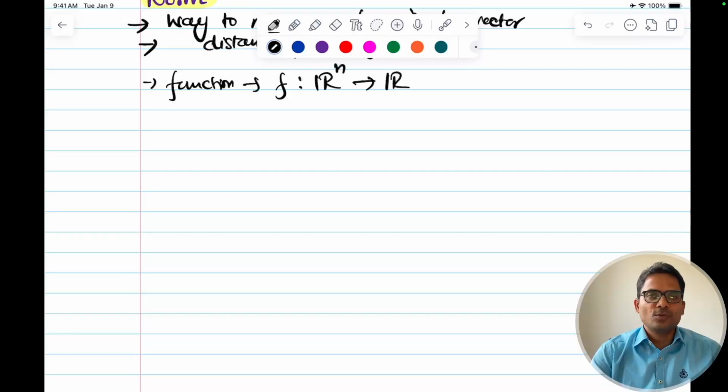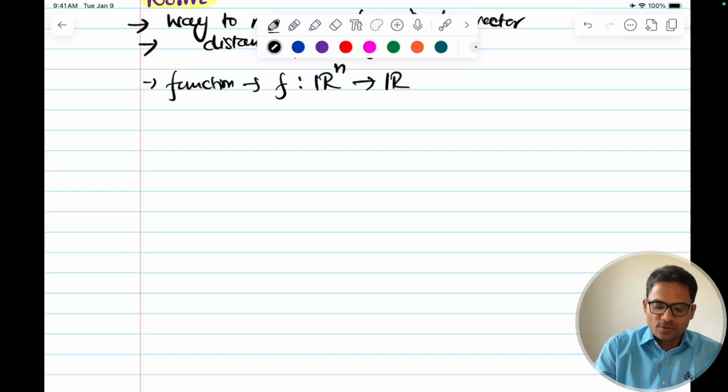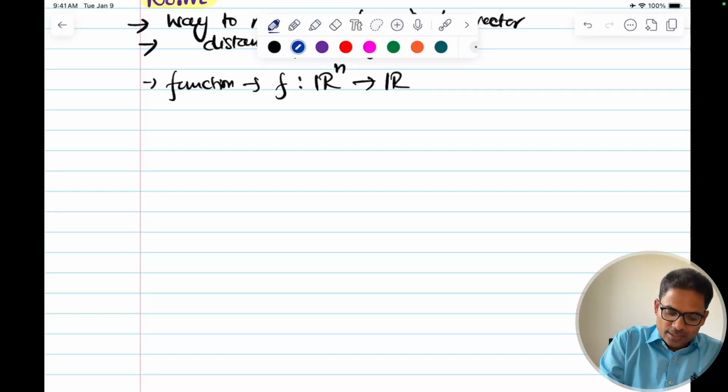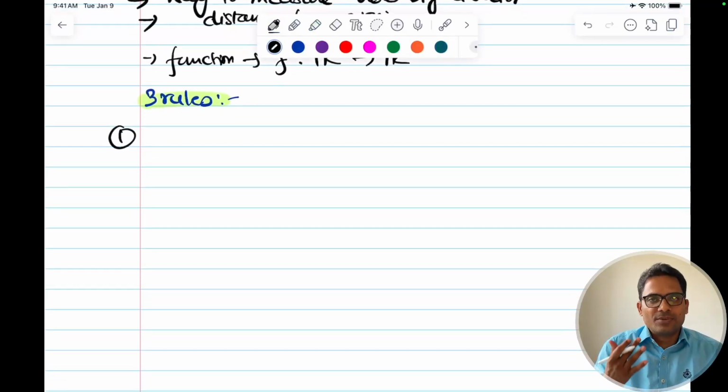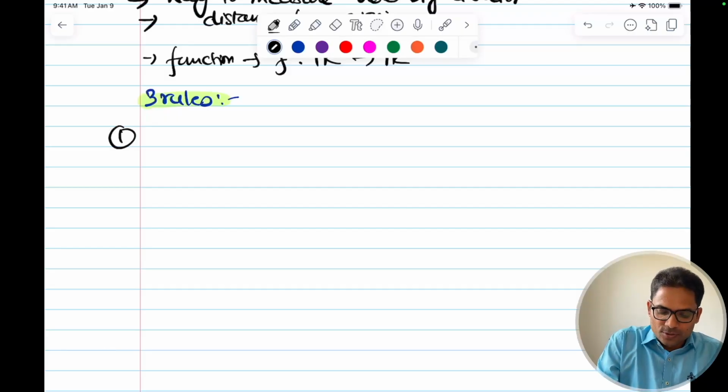In order to calculate the norm, there are some rules the way we define a norm. To qualify as a norm, if you have some formula, it should follow these. There are three important rules that it should follow. So what are those rules? The first rule is that the norm of a vector should be greater than or equal to 0. It should never be negative.